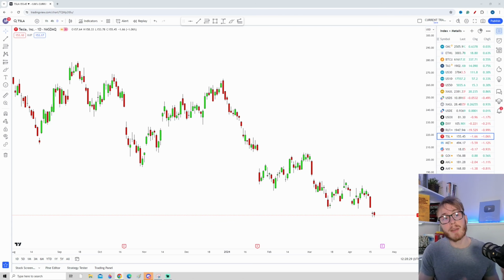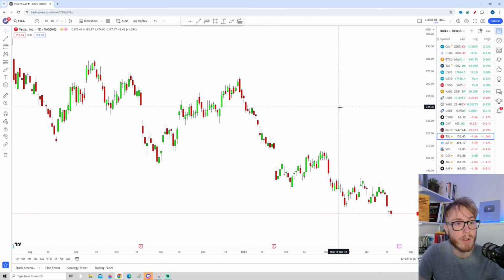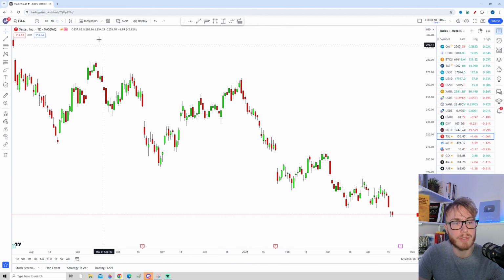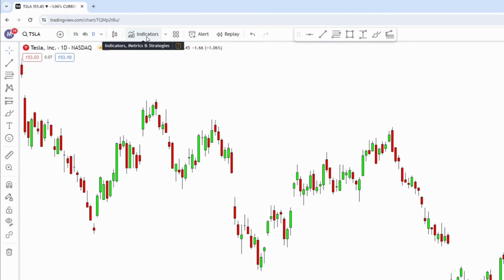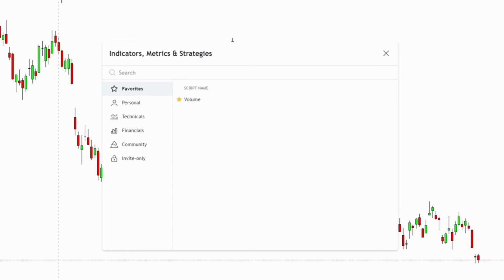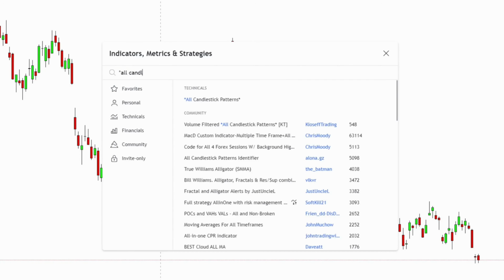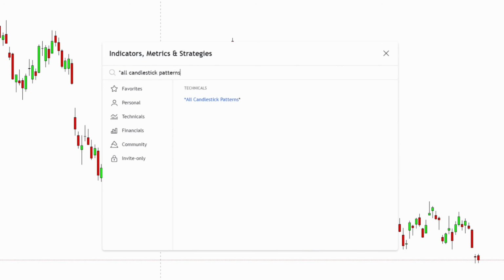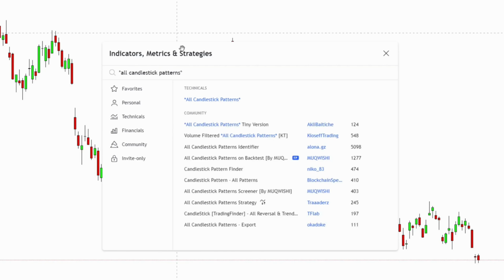Alright, so let's begin by taking a look at our first indicator. As you can see, we are currently looking at Tesla on a daily time frame. To open up the indicator, we want to navigate up to the Indicators tab here in TradingView. And then you want to first type a star like this, and then search for all candlestick patterns, and a star like this.